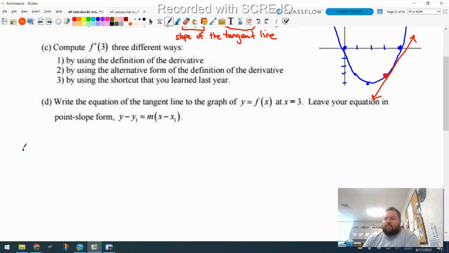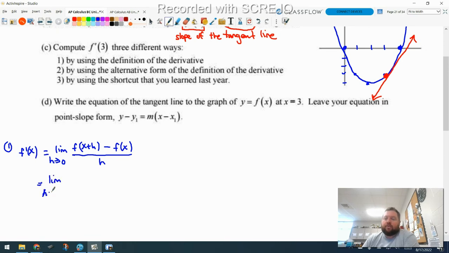All right, so f prime of 3 is equal to, actually, I'm going to do this, if we're doing number 1, I'm not going to do f prime of 3, I'm going to be finding f prime of x first. All right, so this is equal to the limit as h approaches 0 of f of x plus h minus f of x all over h. Okay, so now we're going to apply that to our function.